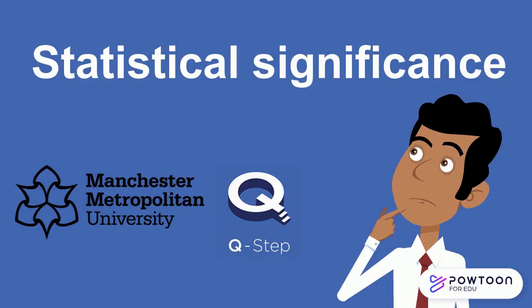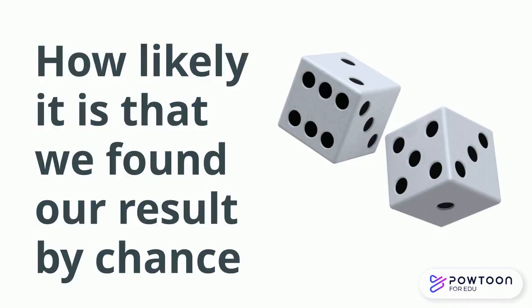Today we're going to be looking at statistical significance and asking what it is and why it's so important. So statistical significance is a measure of how likely it is that we found our results by chance. Obviously, if we've done a study and we find a really exciting result, we want to make sure that result hasn't just arisen by chance or luck.